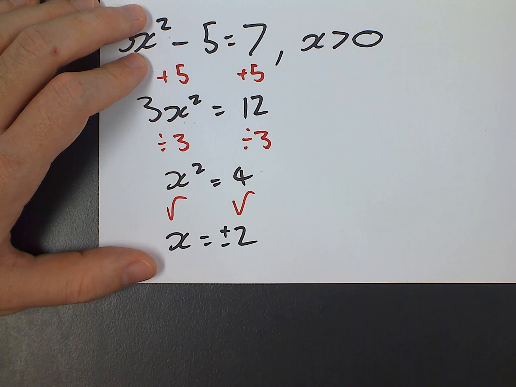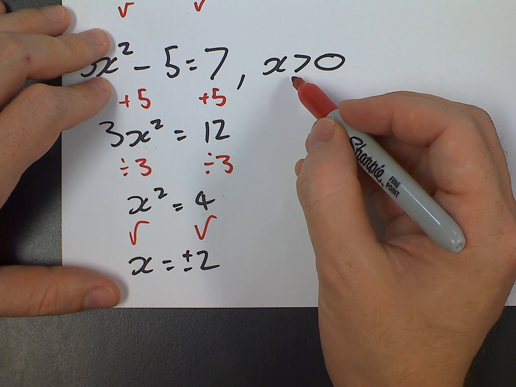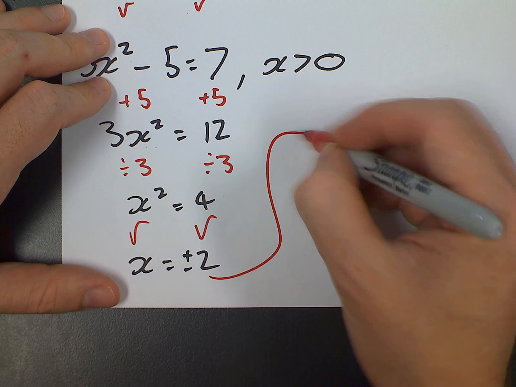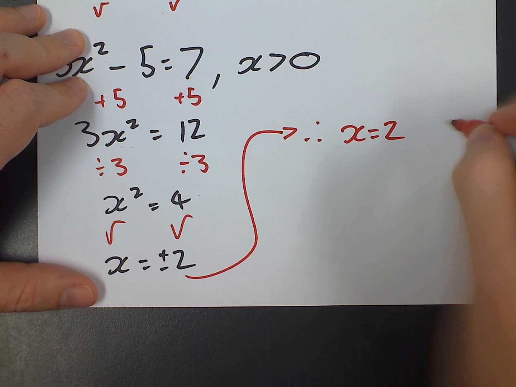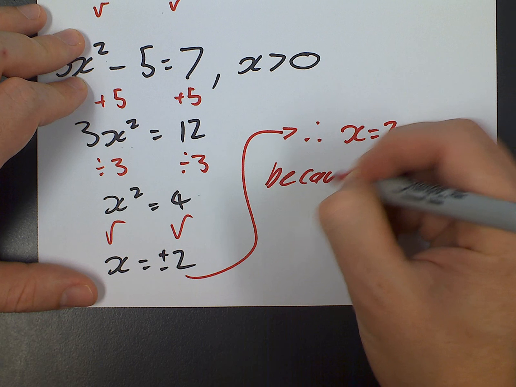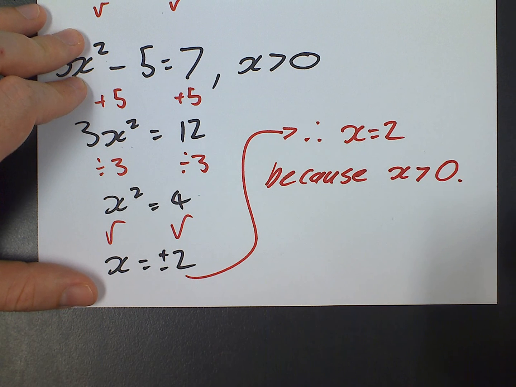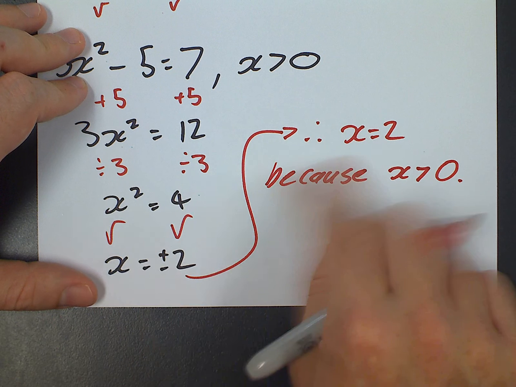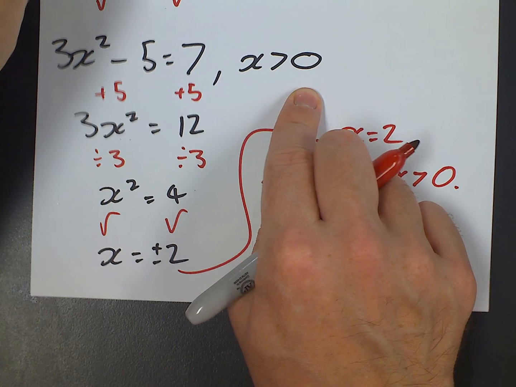Now, that's all well and good, but according to the parameters of our answer, x must be greater than 0. So we're going to say, therefore, x equals 2, because x must be greater than 0. Okay? The negative 2 isn't our solution. It cannot be accepted. So it's asking you to do this last little step. That is what this means. Do not give me a negative answer. That's what it's saying.